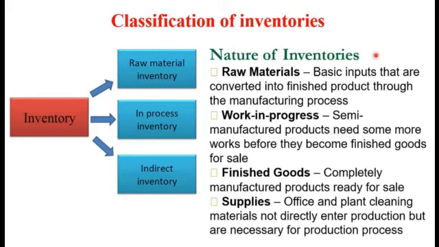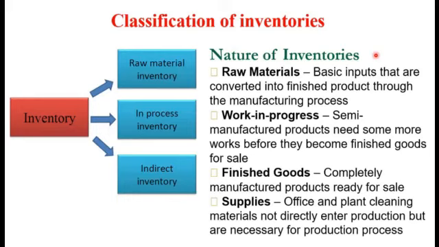Work in progress: semi-manufactured products that need some more work before they become finished goods for sale, or sub-assemblies and semi-finished products, are work in progress inventories. Then finished goods: completely manufactured products ready to sell. Ready to sell, dispatchable products also come under inventories.